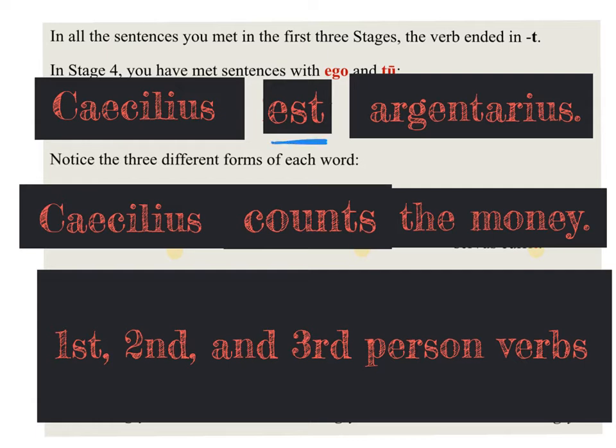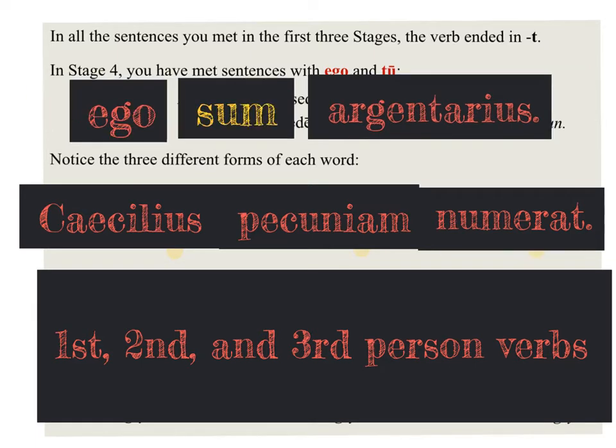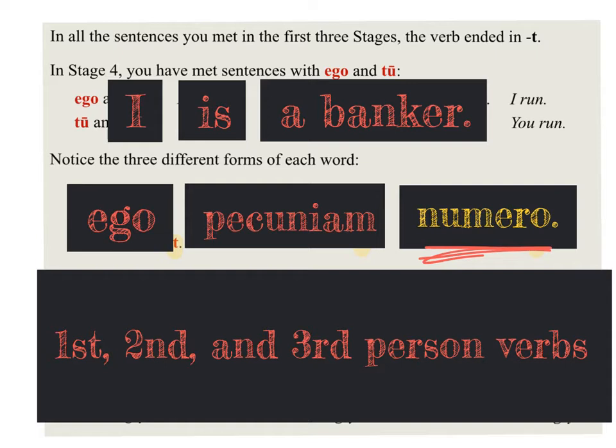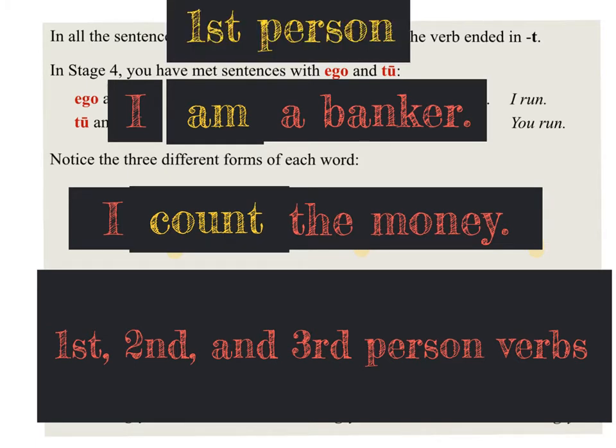Caecilius est argentarius. Caecilius pecuniam numerat. If Caecilius was talking about himself, he would use a different form of these verbs. Ego sum argentarius. Ego pecuniam numero. We do the same thing in English. I am a banker. I count the money.